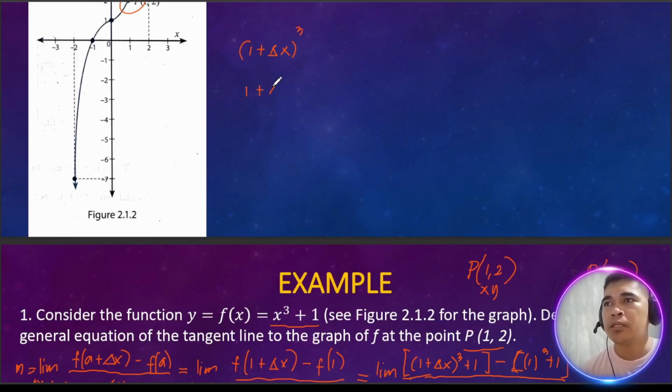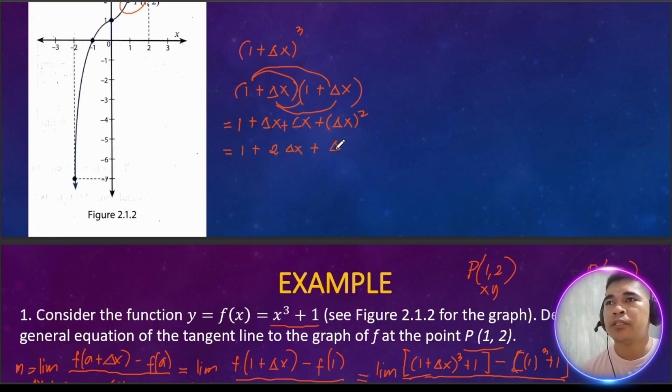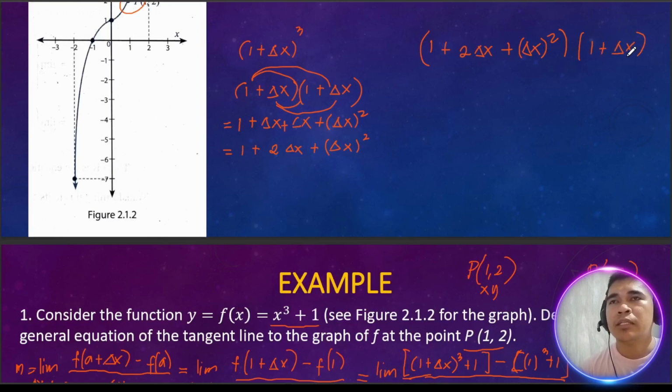First is 1 plus delta x times 1 plus delta x. So we have 1, then plus delta x plus delta x plus the square of delta x. So here we have 1 plus 2 delta x plus the square of delta x. Okay? So that is the result, 1 plus 2 delta x plus the square of delta x, multiplied by 1 plus delta x. That will be our third.